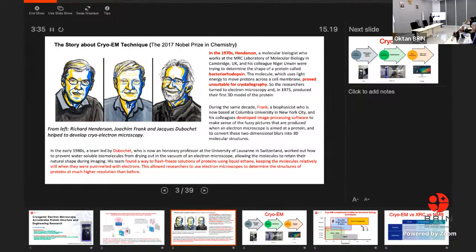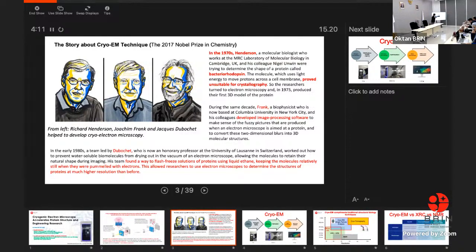were awarded as Nobel laureates in 2017. Richard Henderson, in the 1970s, tried to look at bacteriorhodopsin, but it was difficult and unsuitable for crystallography. Therefore, he tried to use electron microscopy, and in 1975 he produced the first 3D model of a protein using electron microscopy.